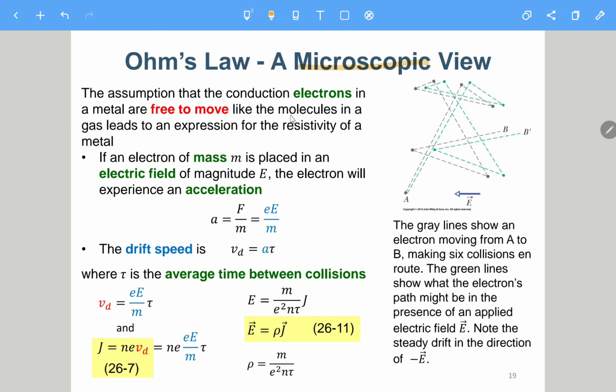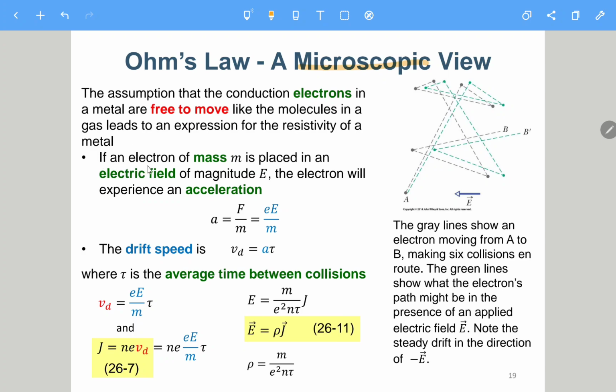So here, let's see how it tries to interpret the hardcore physics. It says, assume the conduction electrons in a metal are free to move, like molecules in a gas, which leads to an expression for the resistivity of a metal. Of course, it makes quite a lot of assumptions, not necessarily completely correct. But at least it can give you some interesting conclusions.